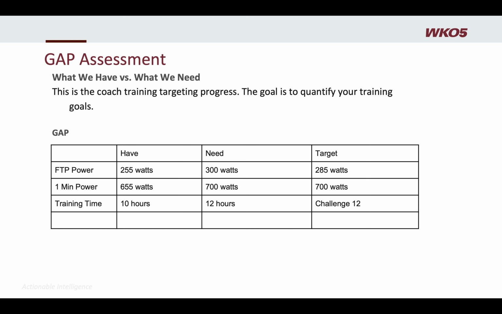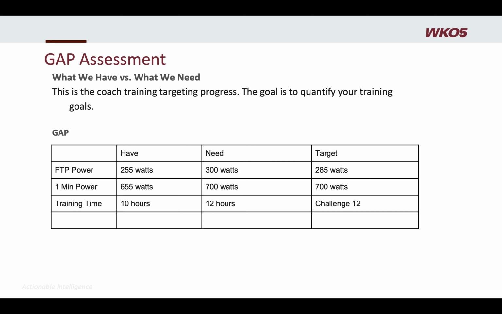And really what you're doing is saying, here's what I have, or here's what the athlete has. Here's what we need to accomplish the goal. And then do I need a slightly different target because I don't think we could achieve that? In my example, I put here the athlete has 10, we need 12. I'm going to challenge them 12, right? And if we don't get it, I'll change it to 10, and it is what it is. And what I mean by challenge is say, hey, Joe Ryder, can you give me 12 hours a week?